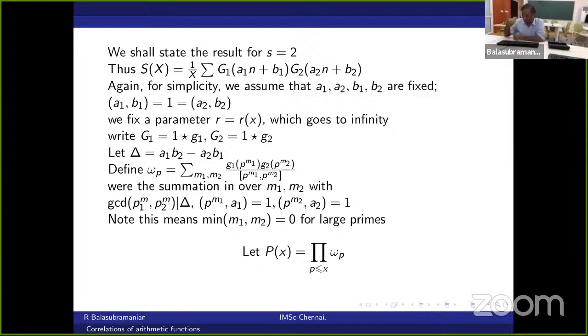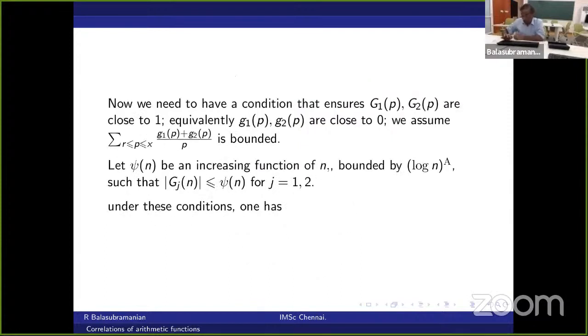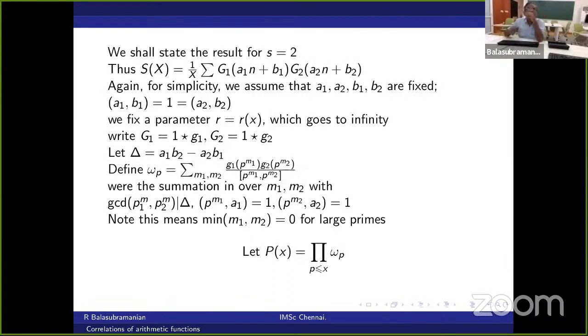And now you would like to know what is the main term and what is the error term. And now I was saying that these things we are only saying for G1 of p and G2 of p close to 1. And now recall that capital G1 and capital G2 are given in terms of the little g1, g2, namely capital G1 equal to 1 star little g1 and capital G2 equal to 1 star little g2. This would mean that G1 of p equals 1 plus little g1 of p, and G2 of p equals 1 plus little g2 of p. Therefore, G1 and G2 being close to 1 is equivalent to saying that little g1 of p and little g2 of p are rather small.